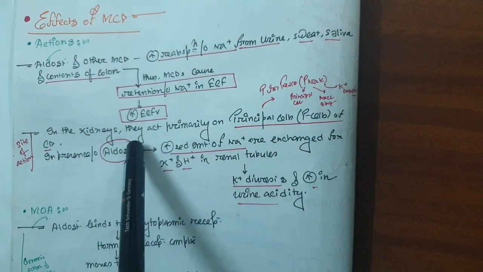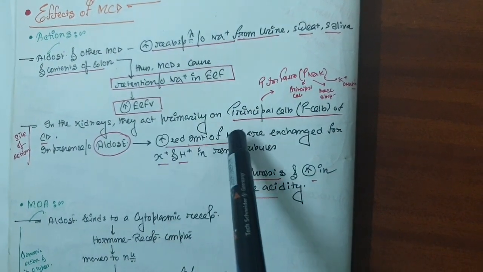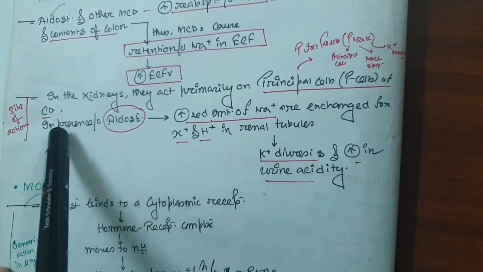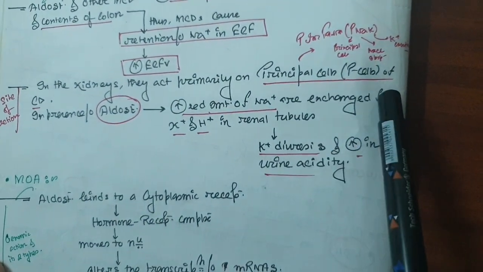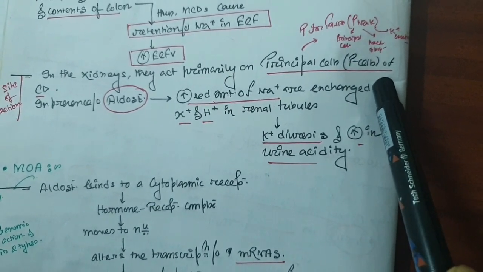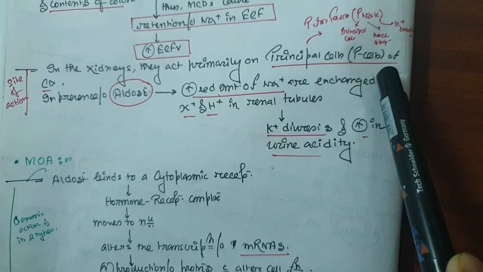Mainly in the kidneys, this mineralocorticoid acts primarily on the principal cells, or the P cells, of the collecting duct. What are the functions of the principal cells? We will discuss it when we talk about renal physiology.